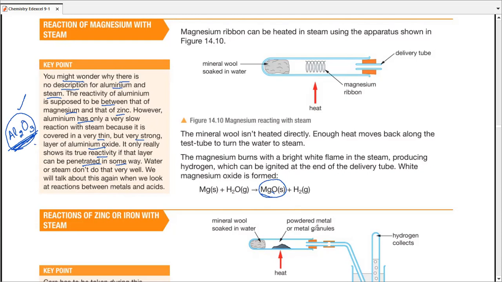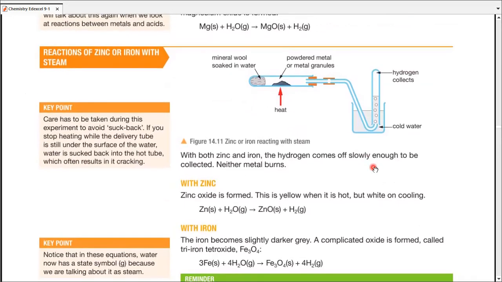What about carbon? Carbon is different, and we do not discuss carbon in your entire book. It is different. Okay. Now, reaction of zinc and iron.